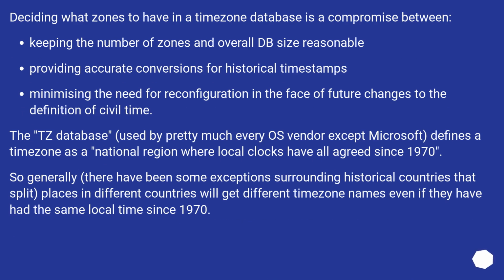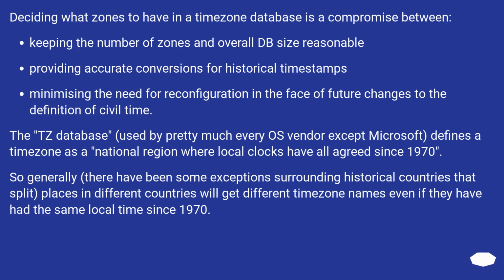Deciding what zones to have in a time zone database is a compromise between keeping the number of zones and overall DB size reasonable, providing accurate conversions for historical timestamps, and minimizing the need for reconfiguration in the face of future changes to the definition of civil time. The TZ database, used by pretty much every OS vendor except Microsoft, defines a time zone as a national region where local clocks have all agreed since 1970.